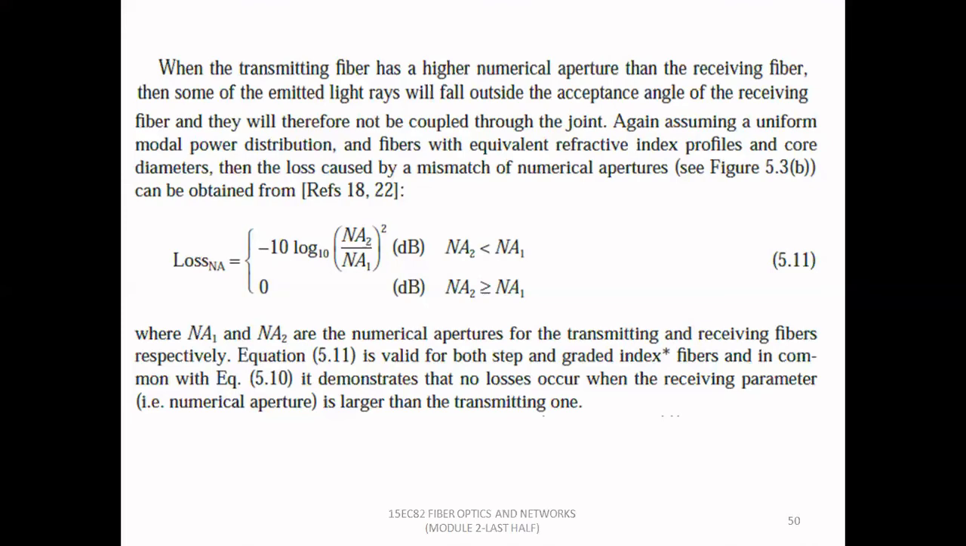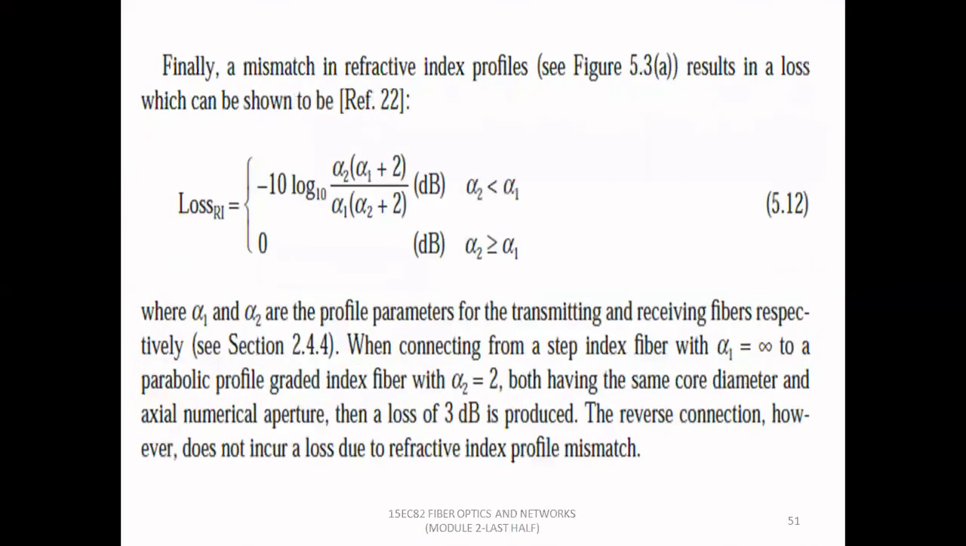Finally, a mismatch in refractive index profiles results in a loss which can be shown by loss RI equal to minus 10 log 10 of (alpha 2 into (alpha 1 plus 2)) divided by (alpha 1 into (alpha 2 plus 2)) in decibels, where alpha 2 is less than alpha 1, and it is 0 whenever alpha 2 is greater than or equal to alpha 1, where alpha 1 and alpha 2 are the profile parameters for the transmitting and receiving fibers respectively.